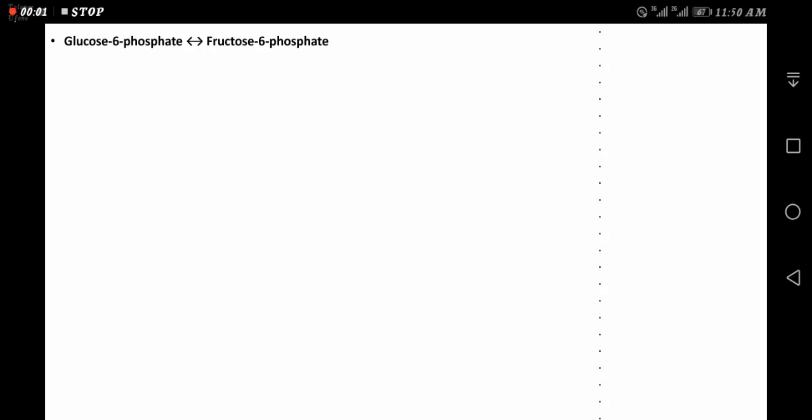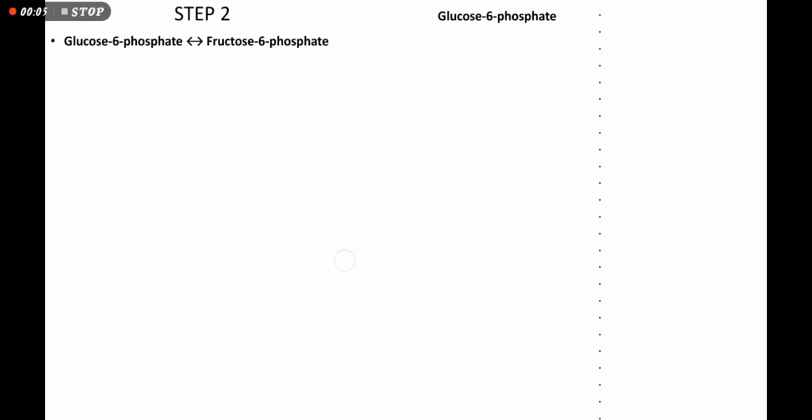So guys, let's proceed with step 2. Step 2 is not a very important step. Why? Because it is a reversible reaction. Just like the arrows show, this is a reversible reaction, and reversible reactions in glycolysis are not regulated. Hence, these reactions are not important.